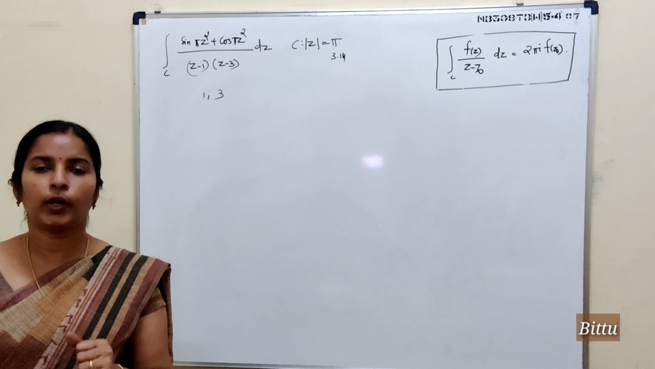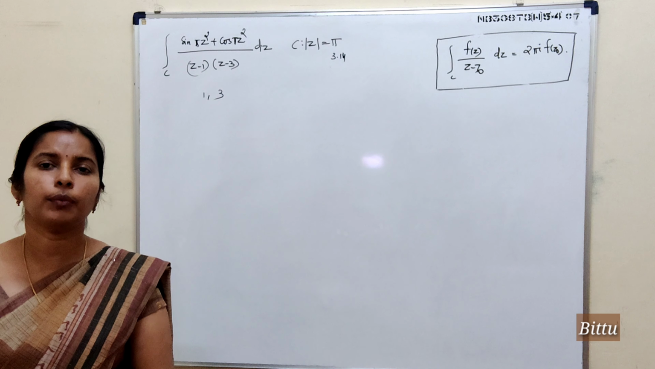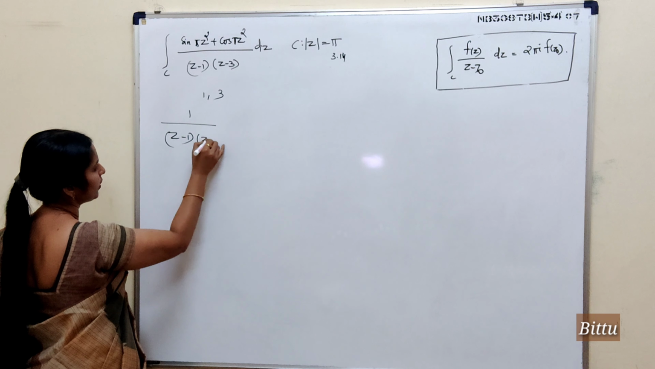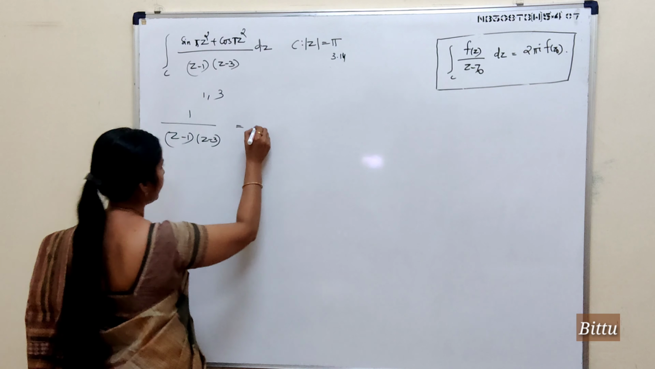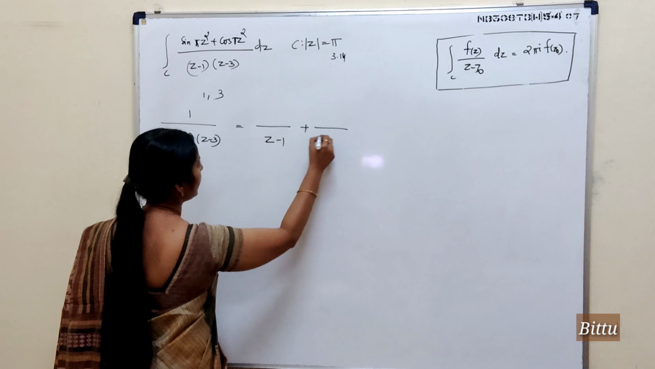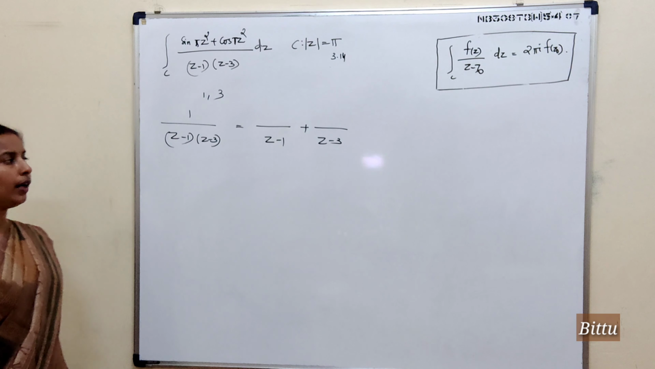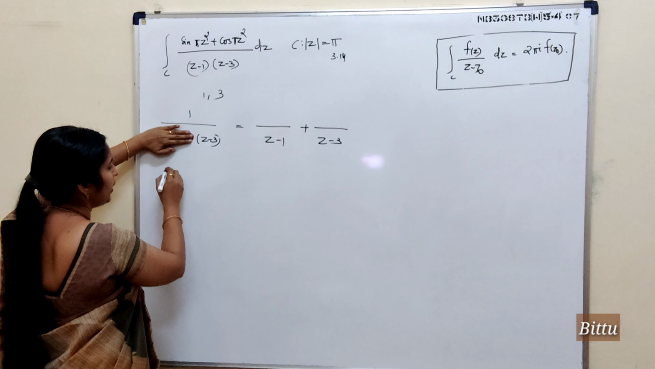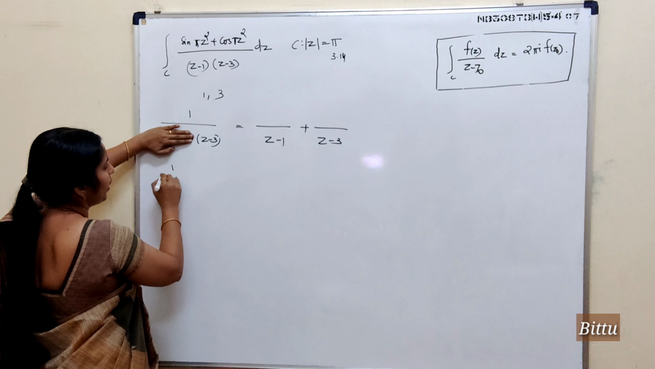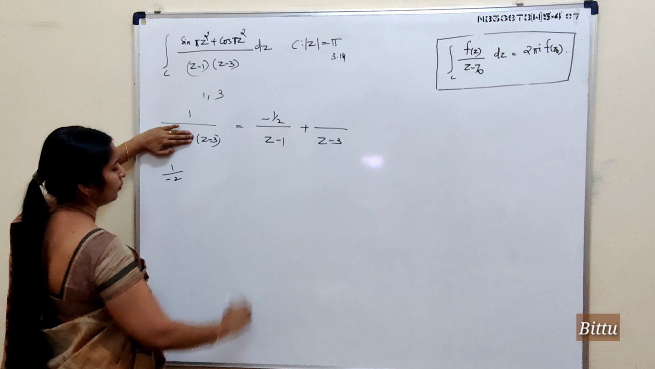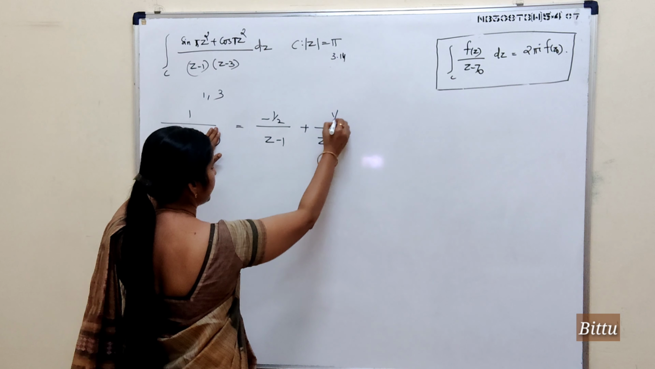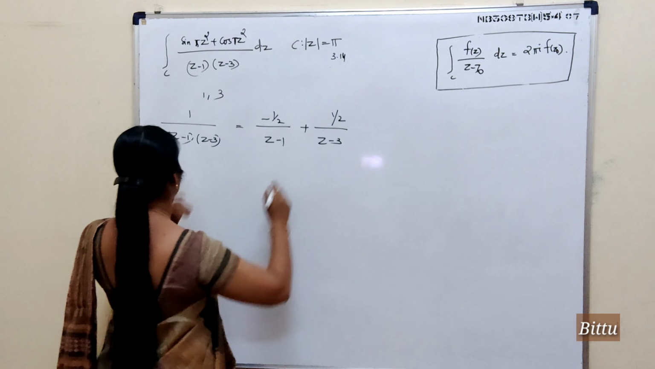See, we know if there is more than one singular point within C, first we start with the partial fraction. So we have to give the partial fraction of 1 by (z minus 1) into (z minus 3). And its partial fraction is a divided by (z minus 1) plus b by (z minus 3). Then how to get a? For getting a, you put z equal to 1 in this expression. When z equal to 1, it is 1 by minus 2, that is minus 1 by 2. For getting b, you put z equal to 3. You can see it is 1 by 2. So now we have the partial fraction of 1 by (z minus 1) into (z minus 3).